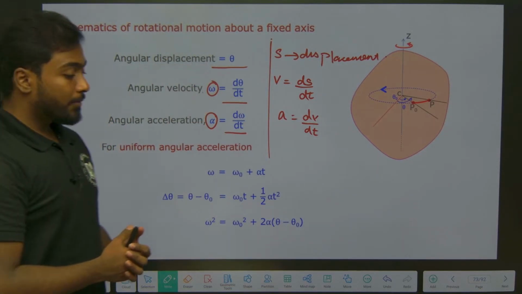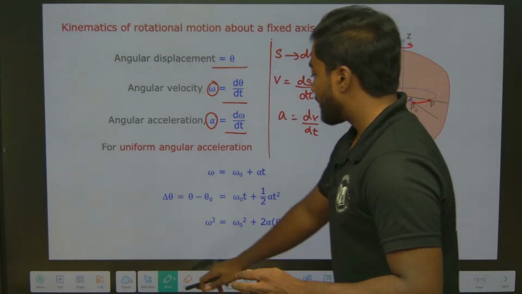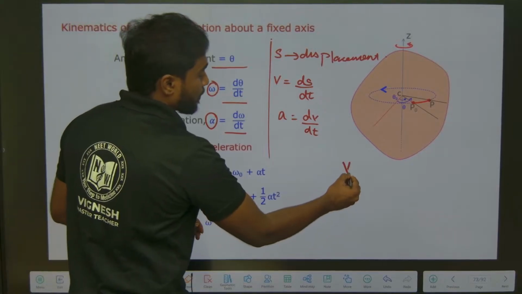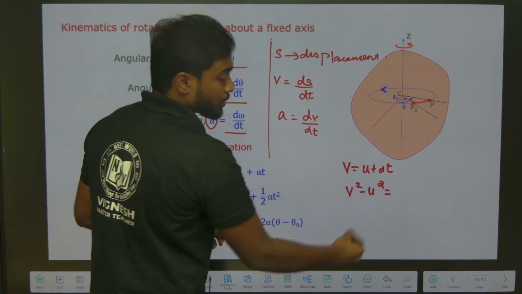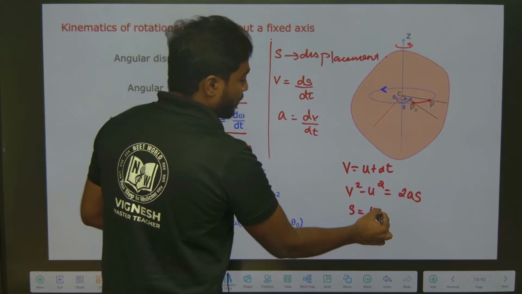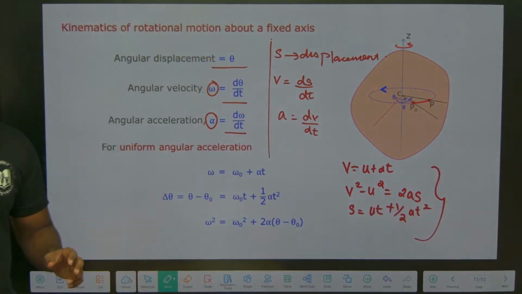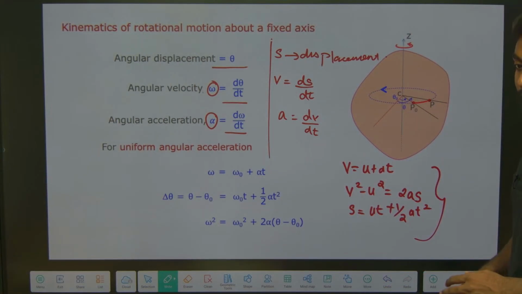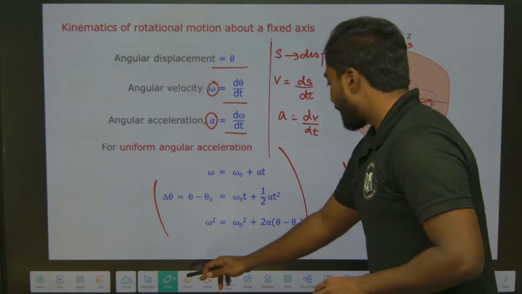We were talking about the kinematic equations. In linear motion we have seen v equals u plus at, v square minus u square equals 2as, and s equals ut plus half at square. Can we write these kinematic equations in terms of rotational motion? Yes. We'll see how we can write it, no need to worry about that.